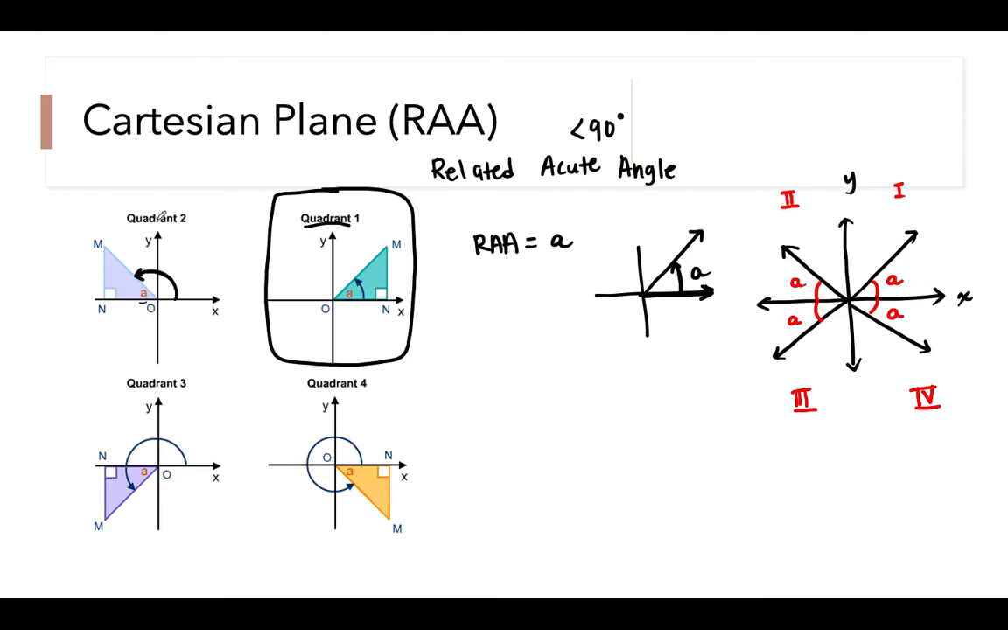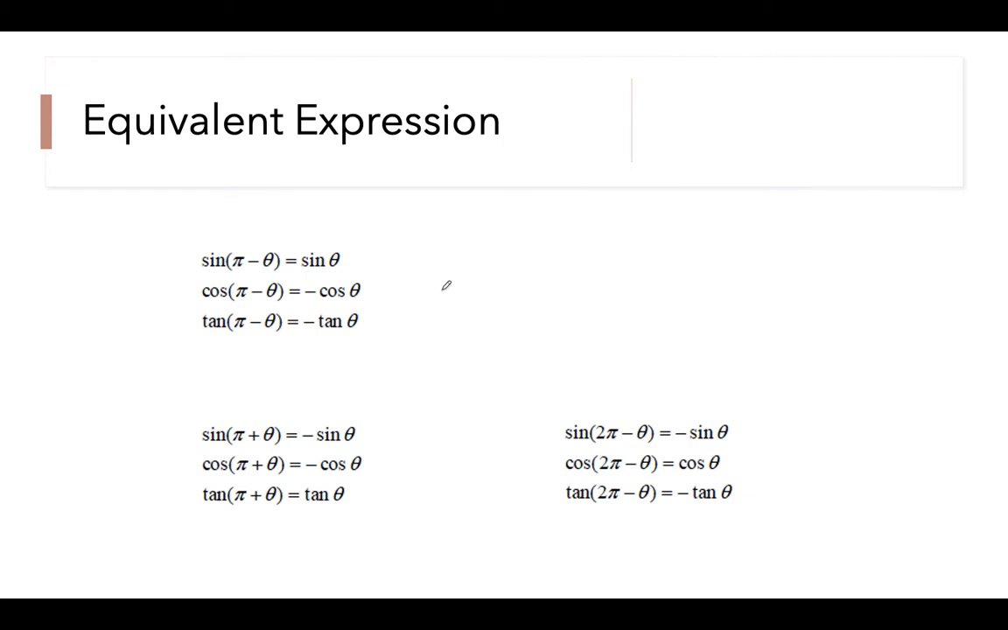So therefore, in quadrant 2, this represents my related acute based on the x-axis. In quadrant 3, again, the related acute is from the x-axis to my terminal arm. The blue line that you see is the principal angle or standard angle. And in quadrant 4, the related acute is from the x-axis to where your terminal arm is. The blue line from the initial arm to your terminal arm is the principal angle or the standard angle.